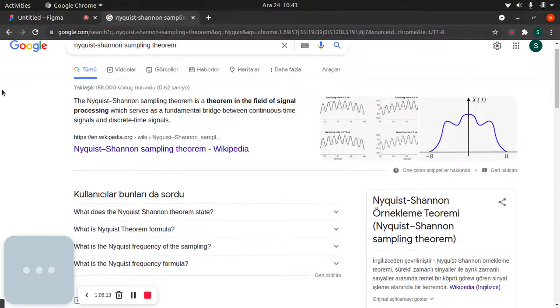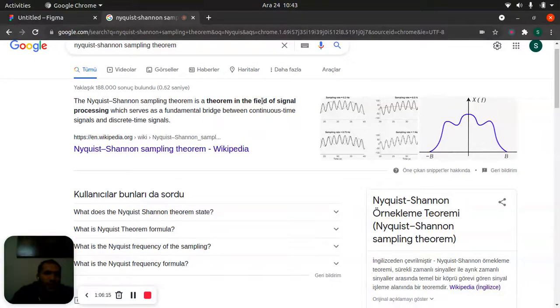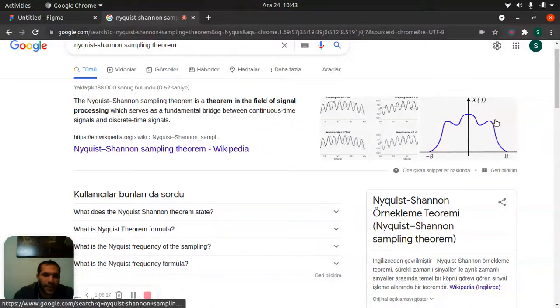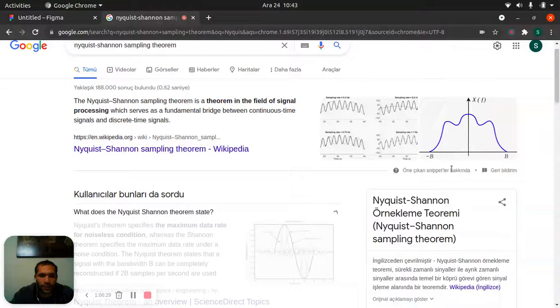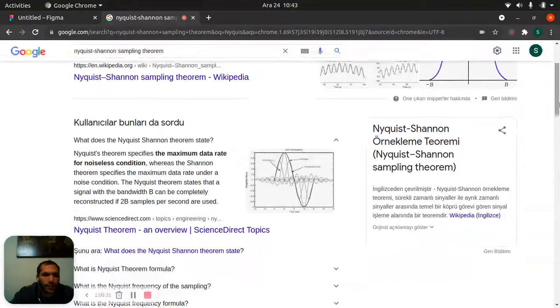Look here. The Nyquist sampling theorem is a theorem in the field of signal processing, which serves as a fundamental bridge between continuous-time signals and discrete-time signals. Maybe we can look over here also. What does the Nyquist-Shannon theorem state?